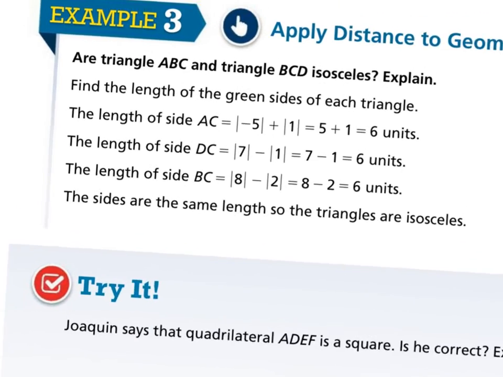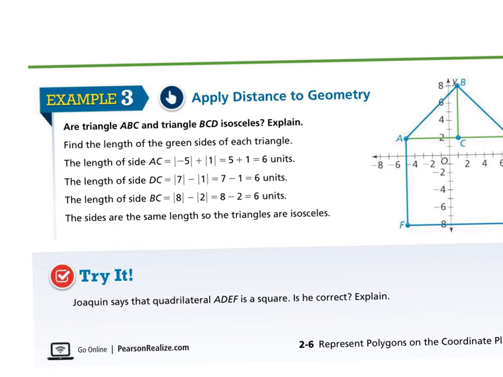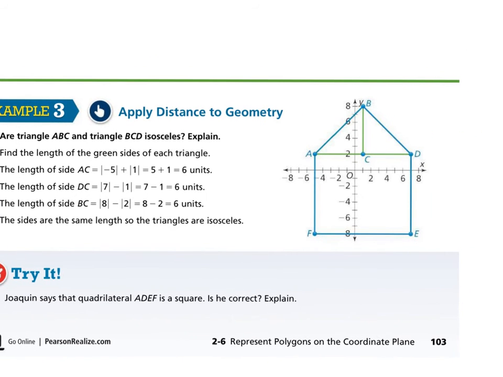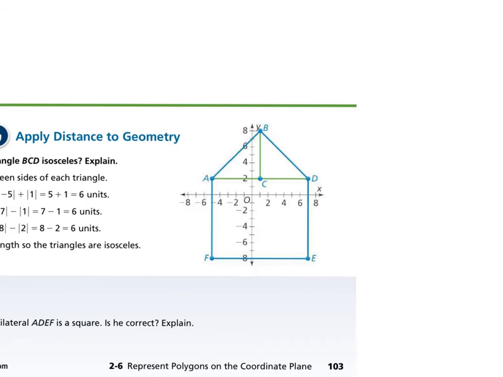Example 3, they're asking if these two triangles are isosceles. So first of all, we have to recall what isosceles means. Isosceles means that two sides have the same length. So we're looking at triangle ABC and BCD. We're looking at these little triangles on top here, okay? And the question is whether they're isosceles or not.